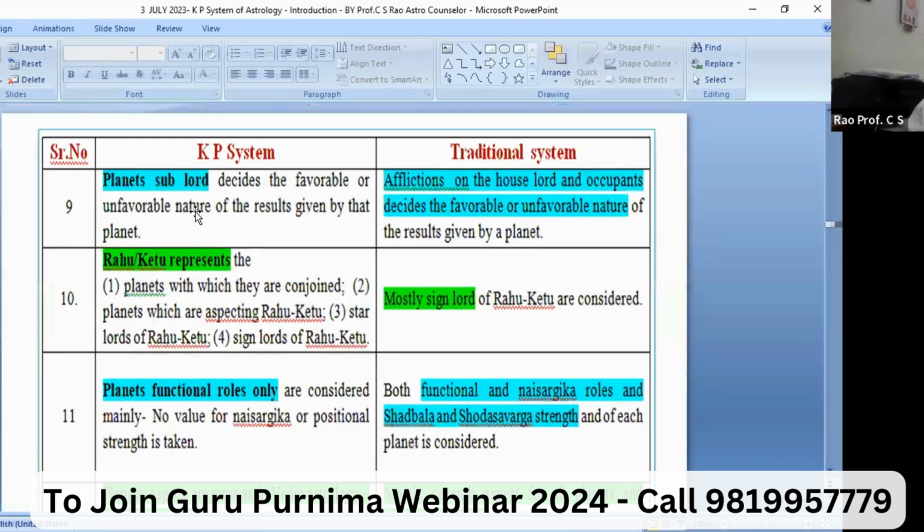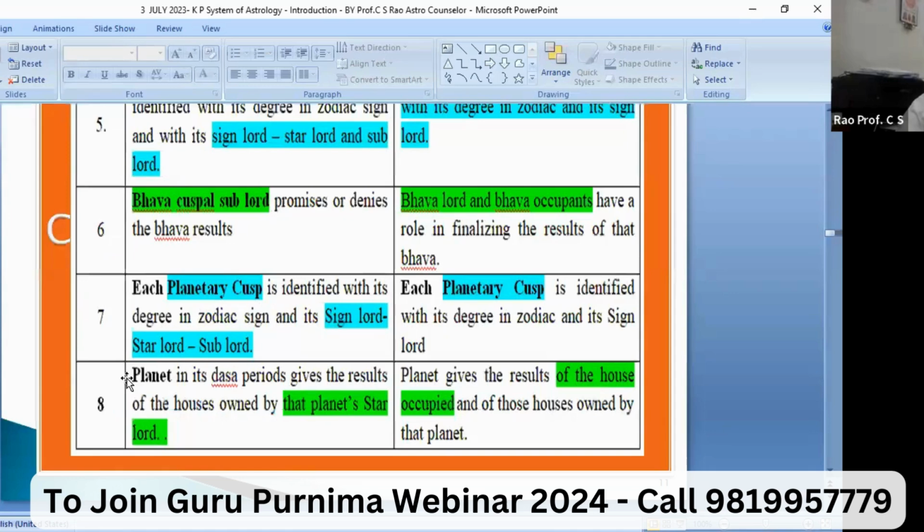The planet's sublord decides the favorable or unfavorable nature of the results given by that planet. Let us take the same Venus. Venus has a sign lord, a star lord, and a sublord. The sublord decides the favorable and unfavorable results of the planet. Here, a planet in its dasha period gives the results of the planet's star lord. Suppose Venus's star lord is, let us say, Sun. Venus is in the Sun's star. The Sun is the occupant of something, and the results of that occupation are given.